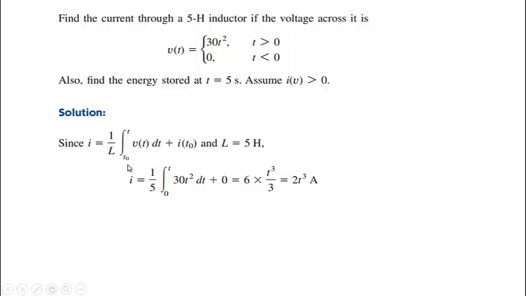Since i(t) = 1/L times the integral from t0 to t of v(t) dt plus i(t0), and L is 5, it is 1/5 times the integral from 0 to t, because the integral from minus infinity to t0 is equal to 0. So it becomes the integral of 3t squared dt plus 0, which gives t cubed over 5. Here we don't have to calculate the current at 5 seconds, we have to calculate the energy at 5 seconds. So this is the value of the current, which is a function of t.